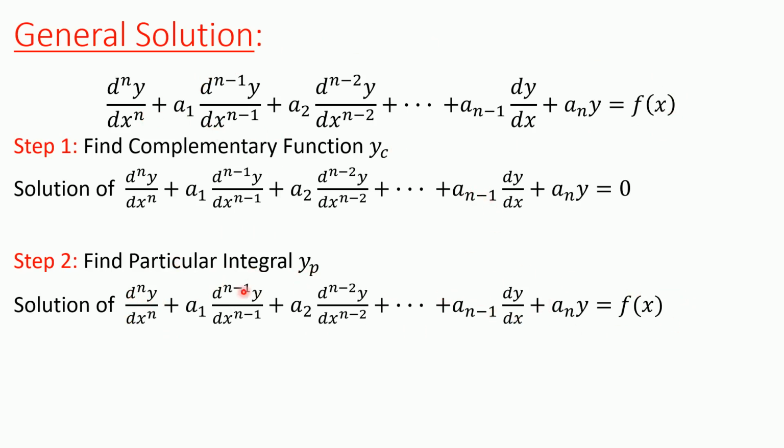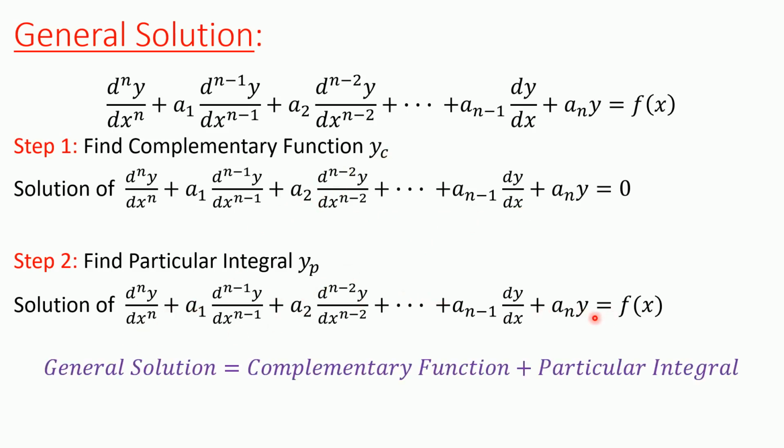Right now, yc is the complementary function, a solution of the homogeneous part, and yp is a solution of the given differential equation. The general solution is the complementary function plus the particular integral, that is y = yc + yp. This is how we find the general solution. It is a sum of two solutions: the complementary function, a solution of the homogeneous part, and the particular integral, a solution of the given differential equation.